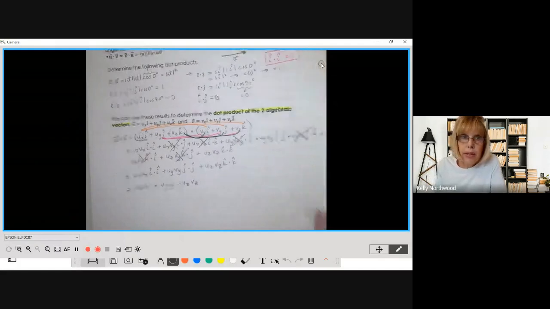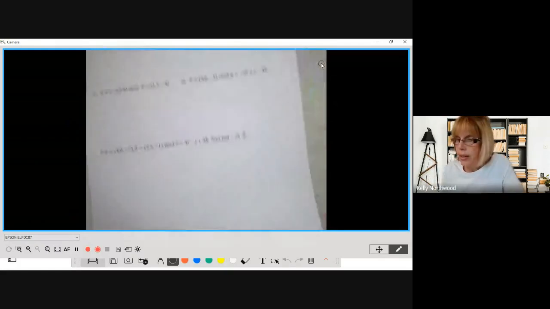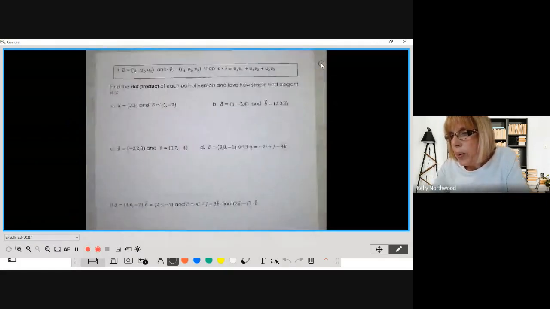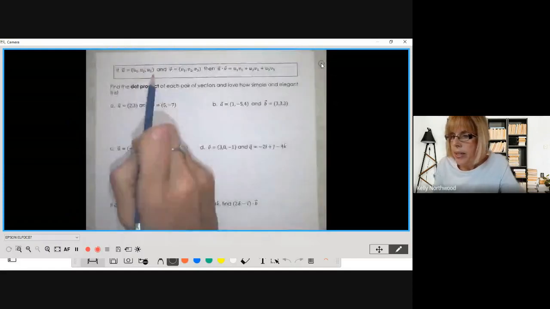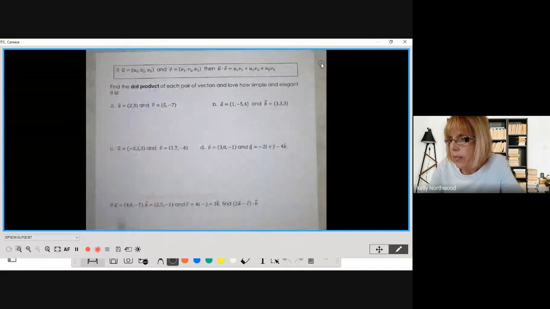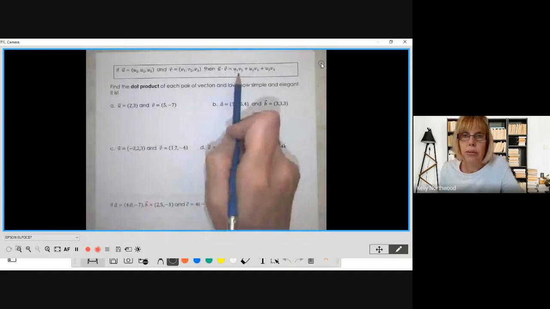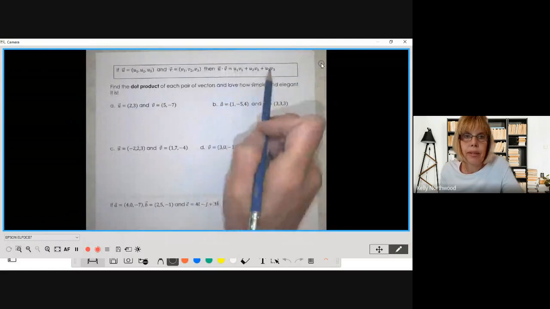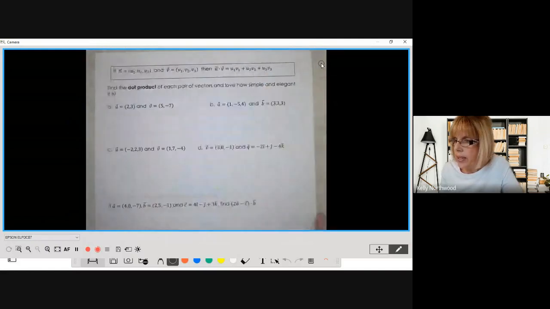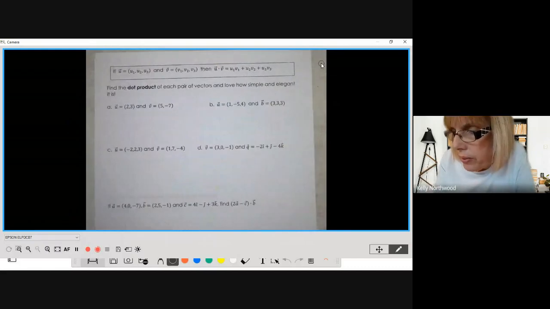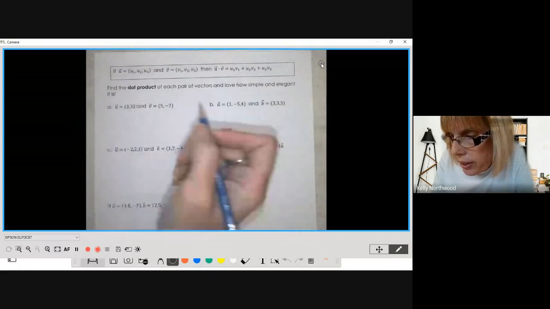Okay, so I put it in a box for you up at the top here. If u has components u1, u2, u3, and v has components v1, v2, v3, then u dot v is u1 times v1 plus u2 times v2 plus u3 times v3. So we're going to find the dot product of each pair of vectors. So we've got u and v here, so u dot v.